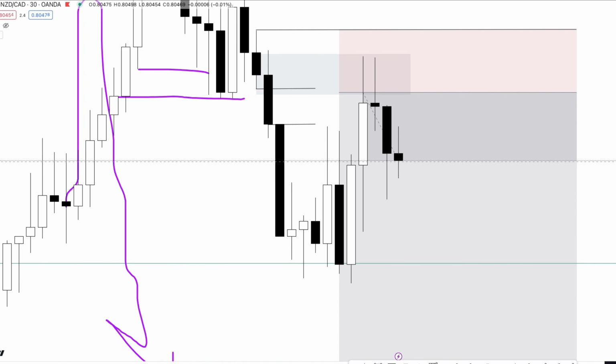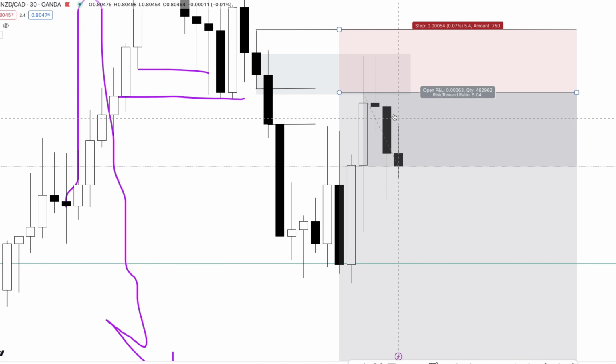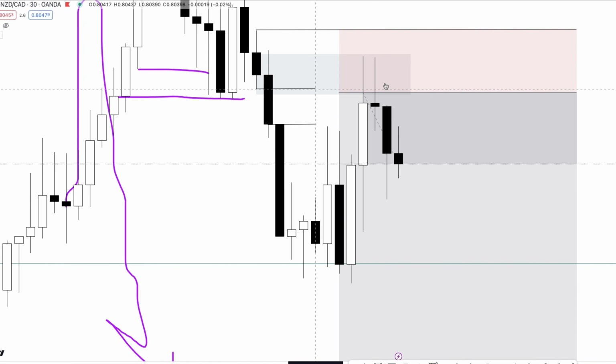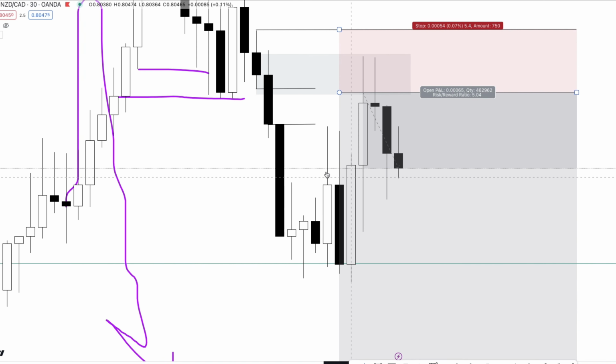Because when we have smart money trades, we don't really have a lot of drawdown. We just have a tap and go, minimal drawdown, just tap and go. It doesn't hang out in our stop loss is what I'm saying. So it taps into our gray boxes. You don't want candles going into your box. You want wicks going into your zones, and then your trades look like this.